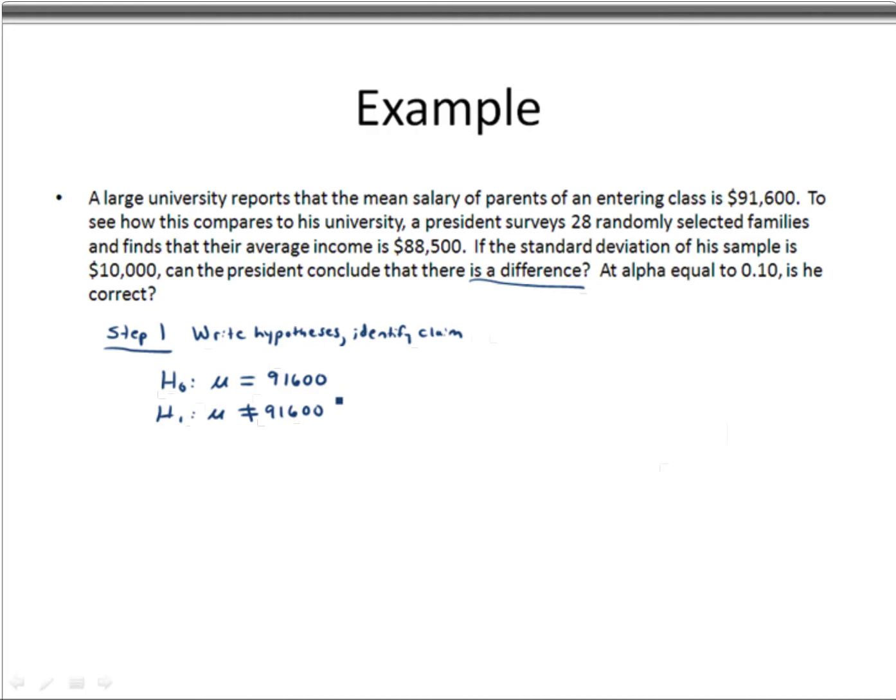When we think about the claim, we want to look at what we're trying to show. We're trying to determine if the president can conclude that there is a difference. Remember that there is a difference means that they're not going to be equal. And so we'll write the word claim next to our alternate hypothesis. Step 2 is to find the critical values.